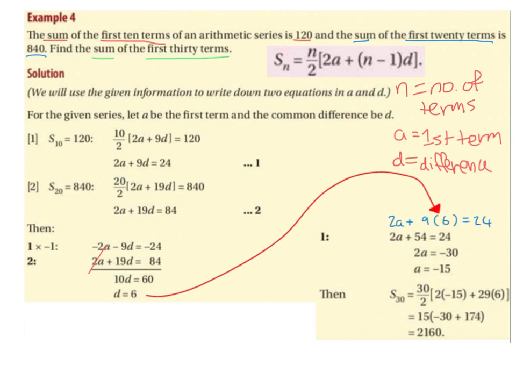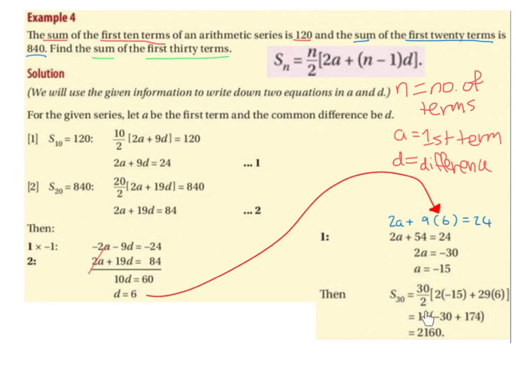The difference is 6. And in the last part of the question, I'm asked to find the sum of the first 30 terms. So I use my formula again to find S30. S30 is going to be 30 over 2 times 2 times minus 15, because a is minus 15, plus n minus 1, which is 30 minus 1, which is 29, times 6, which was the difference.